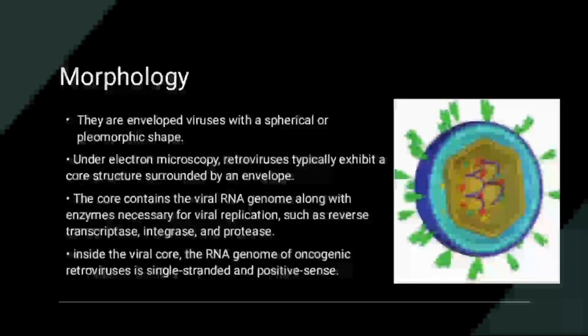Morphology. They are enveloped viruses with a spherical or pleomorphic shape. Pleomorphic shape means non-genetically encoded variable particle shapes that enable pleomorphic viruses to overcome selective pressure. Under electron microscopy, retroviruses typically exhibit a core structure surrounded by an envelope. The core contains the viral RNA genome along with enzymes necessary for viral replication such as reverse transcriptase, integrase and protease. Inside the viral core, the RNA genome of oncogenic retroviruses is single-stranded and positive sense.